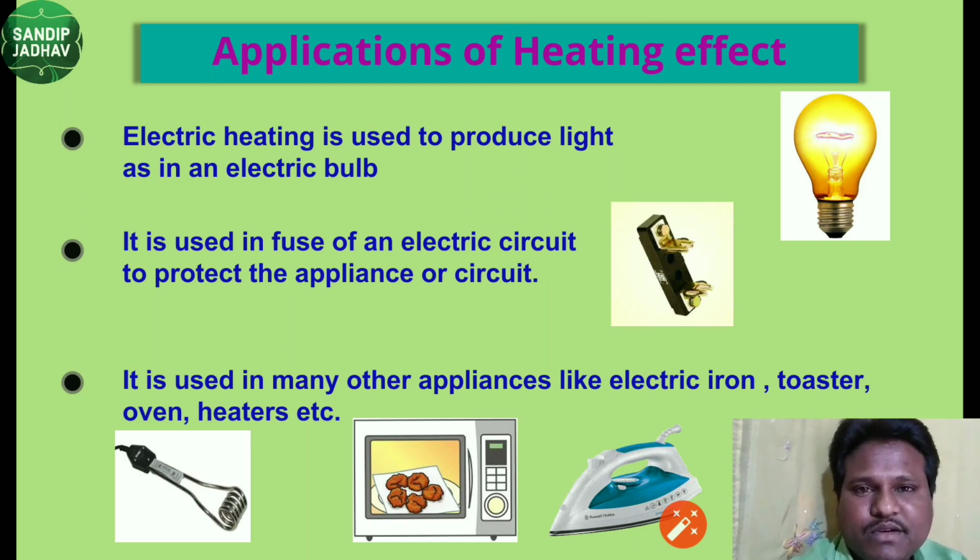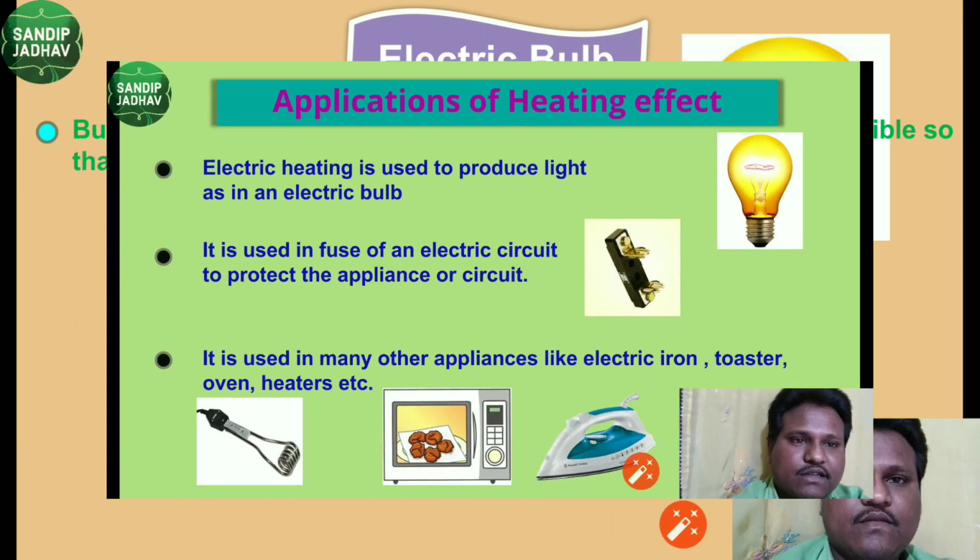The first application is that electric heating is used to produce light, as in an electric bulb. It is also used in the fuse of an electric circuit to protect the appliance. You know why a fuse is used, which we will discuss in the later part of this video. So in the electric fuse also, the heating effect is used. In many appliances where we use heat energy, like an electrical heater, electric oven, and electric iron, we use the heating effect of electric current.